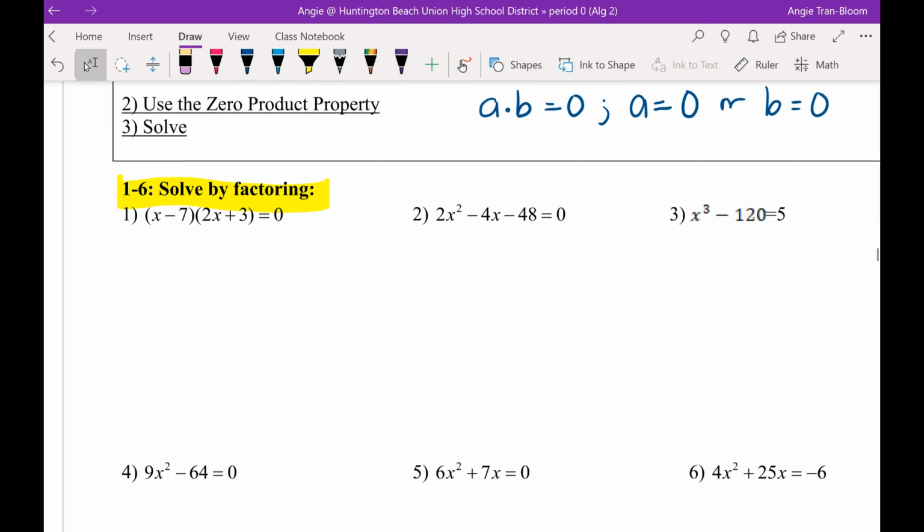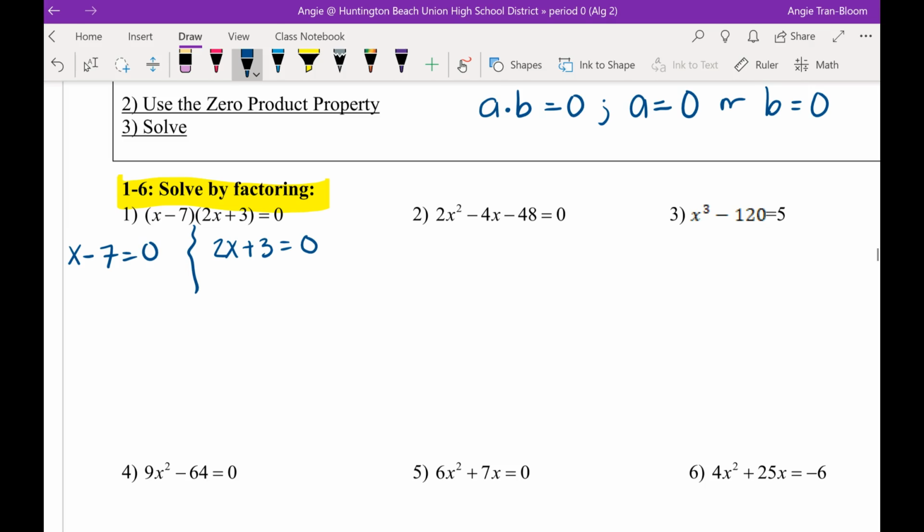Okay, here we go. Number 1, you have the quantity x minus 7 times the quantity 2x plus 3 equals 0. It says always factor first. Is it already factored? Yes, so all we have to do now is use the zero product property. This is A, this is B. If A times B equals 0, either A has to be 0 or B has to be 0. In this case, it's in factor format, so we break this out. Either A, which is now x minus 7, has to be 0, or what? 2x plus 3 equals 0.